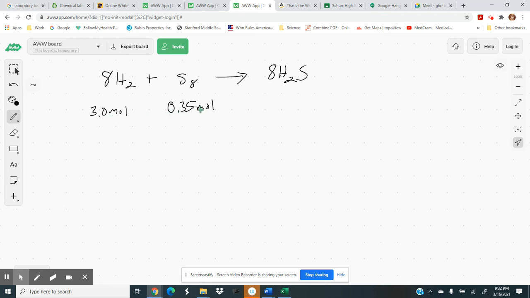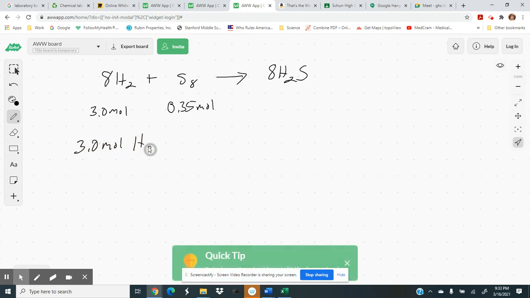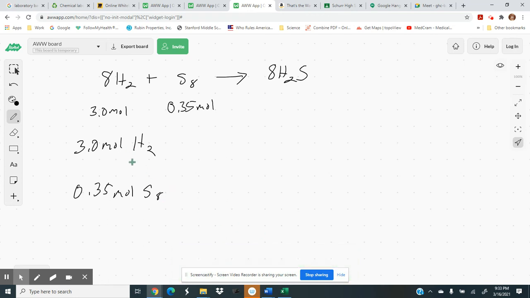So we have 3 moles and we have 0.35 moles. Easy way to do it, just do it like we did before. I'm going to put down here 3.0 moles of H2, and 0.35 moles of S8. You might go, oh look, there are so many more moles of H2 than S8, so S8 is probably the limiting reactant. Maybe, but we have to check on it because we need 8 times as much.